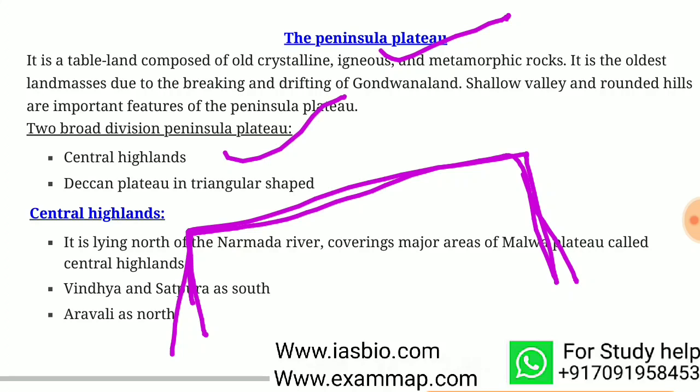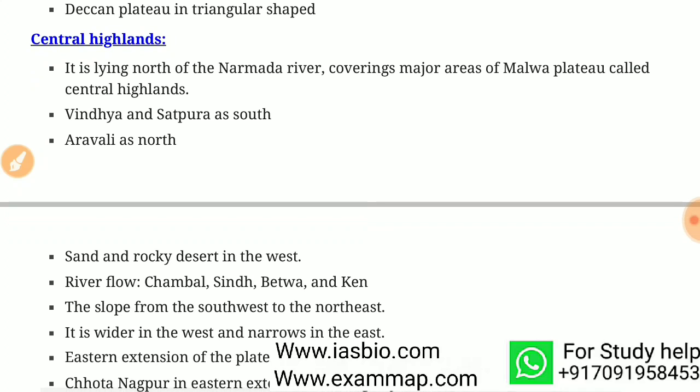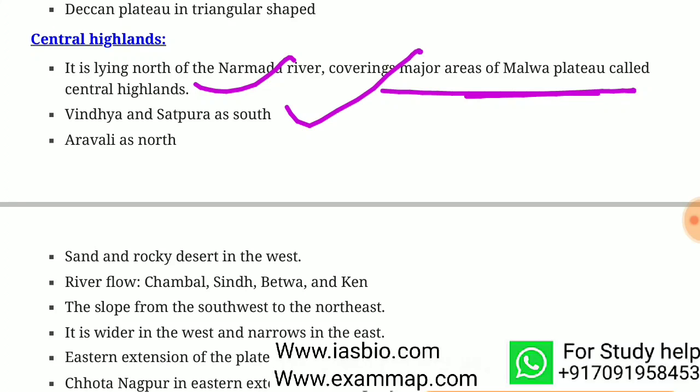First one is Central Highlands and second one is Deccan Plateau, which is in triangular shape. Central Highlands are lying north to the Narmada river and covering major areas of Malwa Plateau. It is bounded by Vindhya and Satpura at south and Aravalli at north.